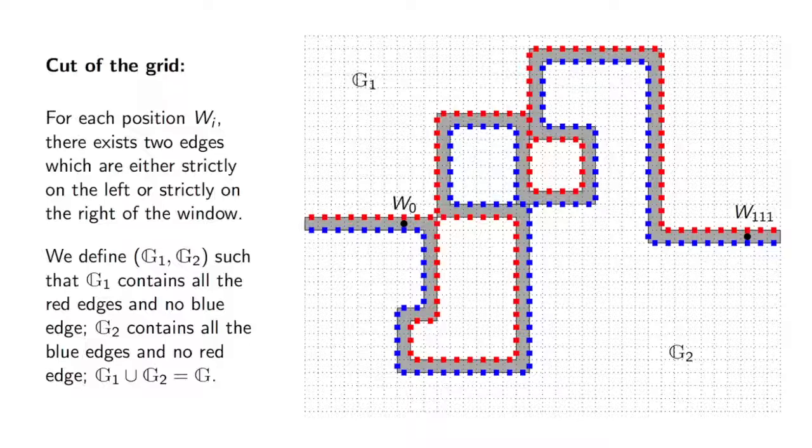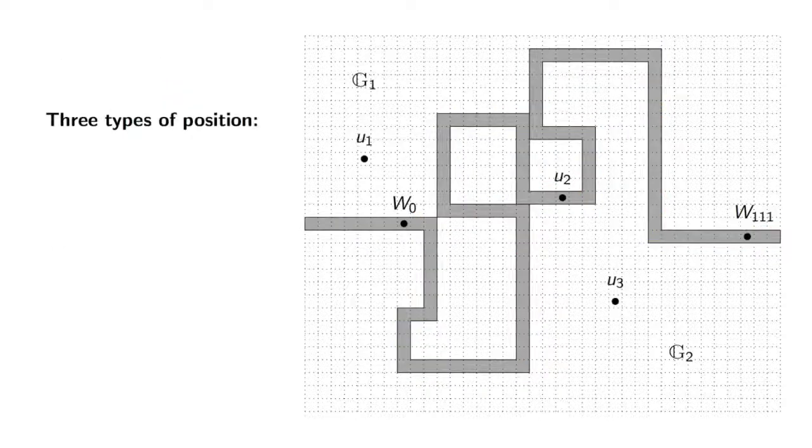Before finishing this video, we present the different kinds of positions and edges. There exist three kinds of positions. In this example, the position U1 belongs exclusively to the graph G1. The position U2 belongs to the window and then to both graphs G1 and G2. The position U3 belongs exclusively to G2. Remark that any path from U1 to U3 has to intersect with the window W. This remark will be used frequently until the end of the proof.